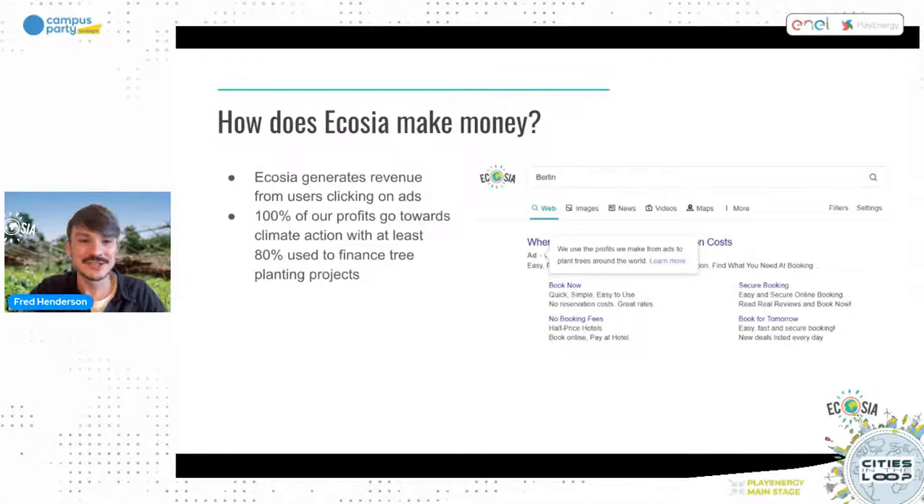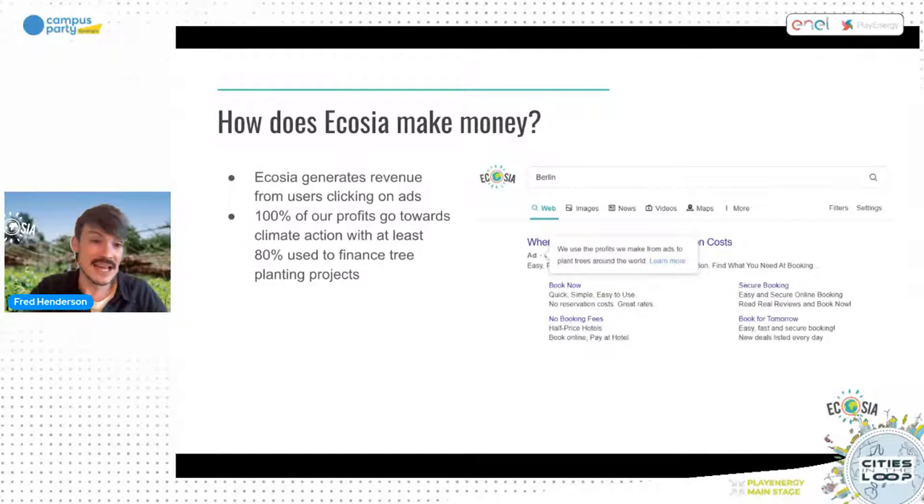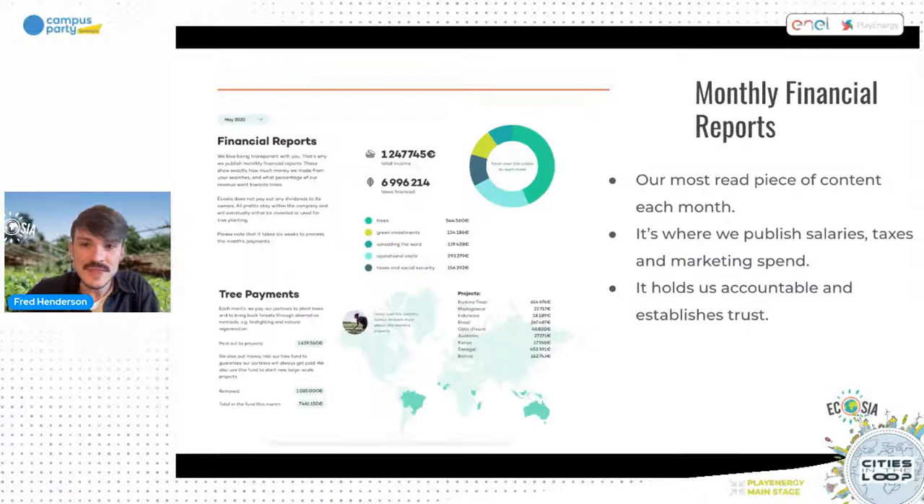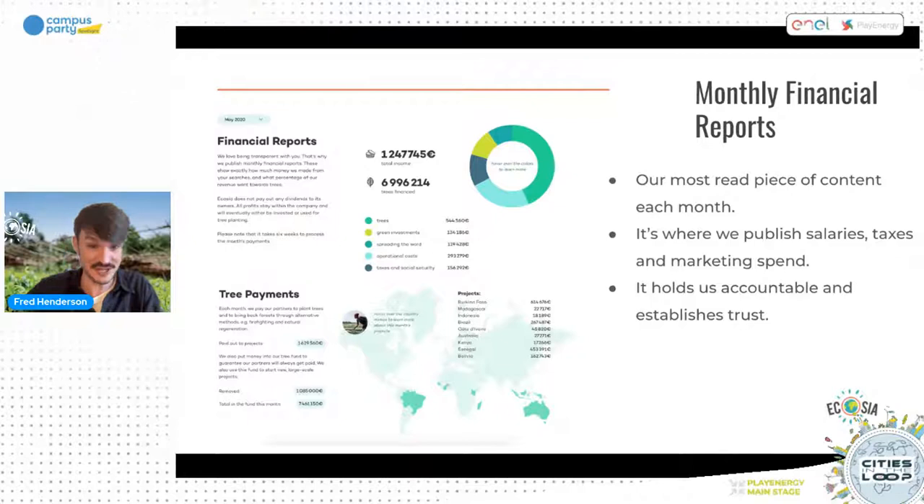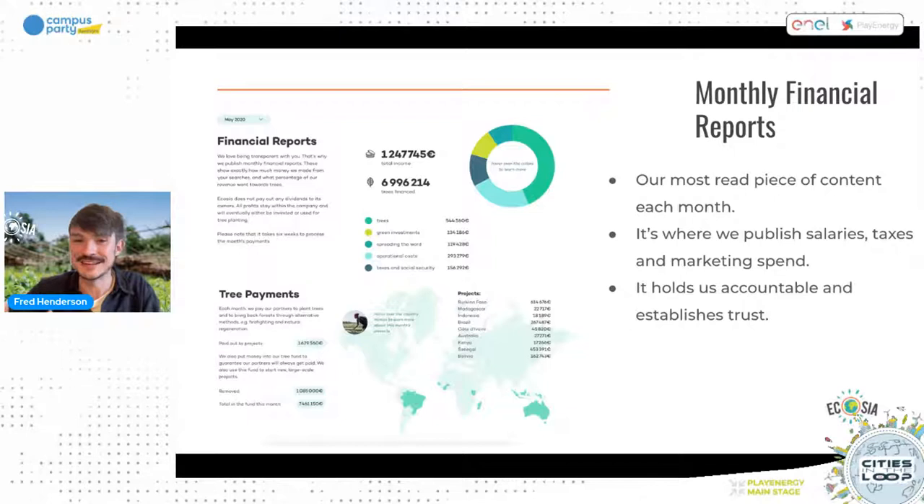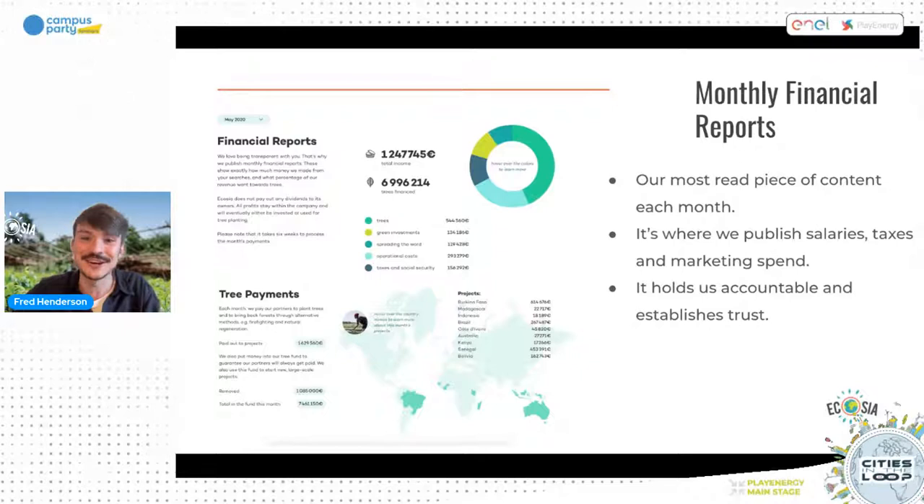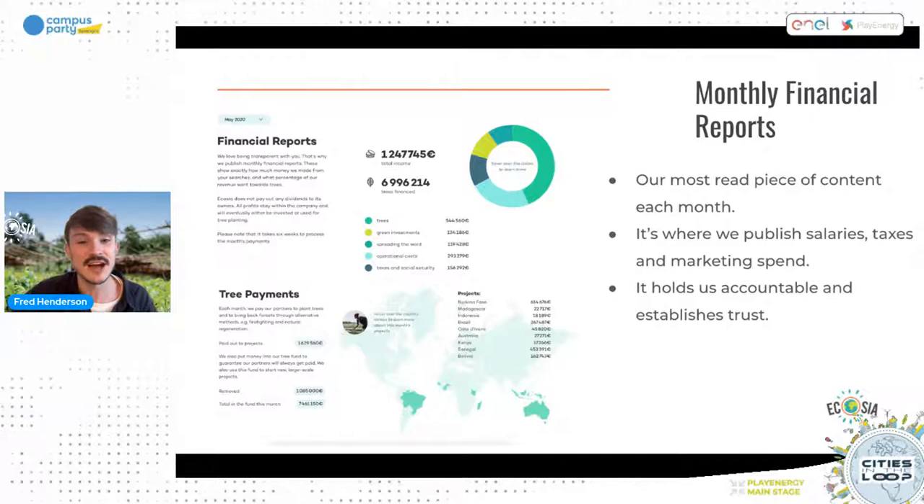So as I mentioned, 100% of our profits goes towards climate action, and at least 80% is used to finance tree planting projects around the world. And if this sounds a little bit too good to be true, well, what we do is we publish our monthly financial reports. So you can see exactly how much money we make from our search engine users and how much of that is put into financing tree planting projects. The financial reports are one of the most read pieces of content on our blog. They're very heavily scrutinized, quite rightly so, by our users. But it's because people are so interested in how much a search engine makes, and how much it is investing in tree planting projects and in other areas of the business.